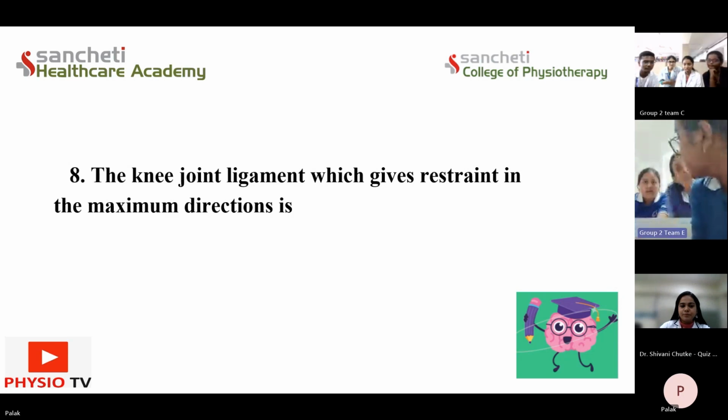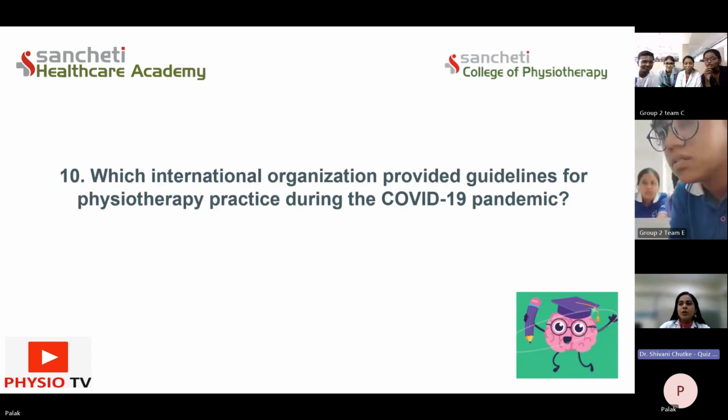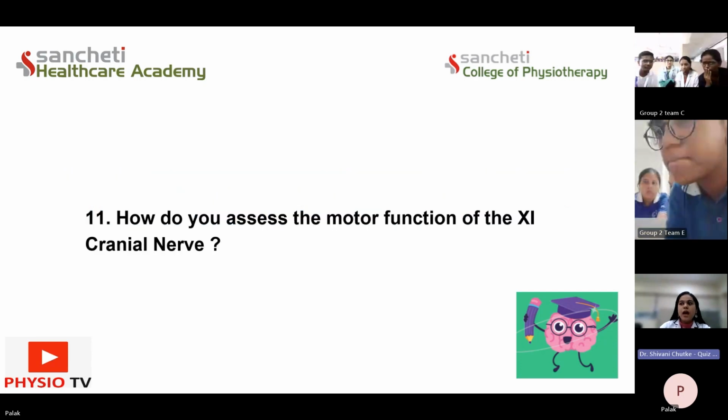The knee joint ligament which gives restraints in the maximum direction. ACL, anterior cruciate ligament. That's wrong. That is the MCL. Next question. Which condition occurs when the nerve conduction is affected by diabetes? Diabetic neuropathy. Right, you're absolutely right. Which international organization provided guidelines for physiotherapy practice during the COVID-19 pandemic? Pass. Okay, the answer is WHO.